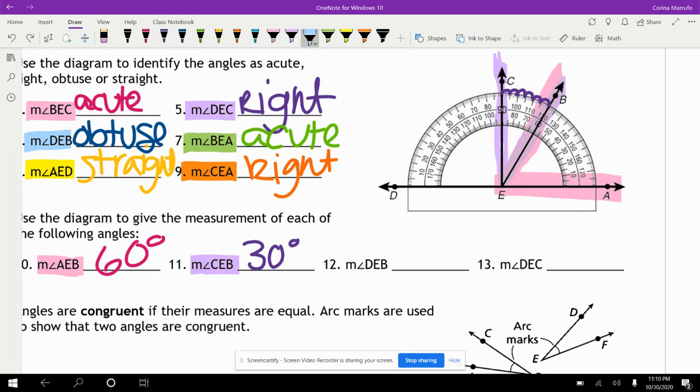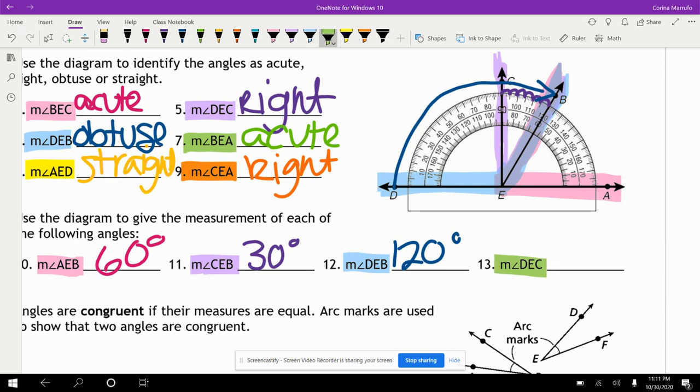All right. The next one that we're going to find is DEB. So from D to E to B. Now this time, this is the obtuse angle, okay? It does start at 0 and then it comes all the way around this way. So we're going to use a bigger number all the way to here, which is 120, because this is the obtuse angle. And then last, we have the measure of angle DEC. So from D to E to C, we can see it is exactly 90 degrees. So 90.